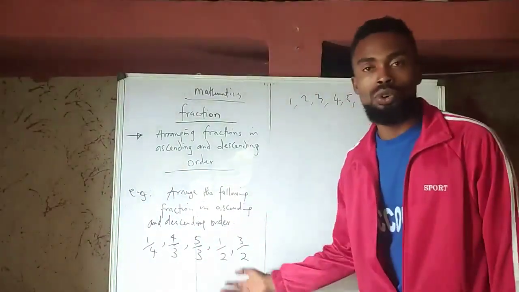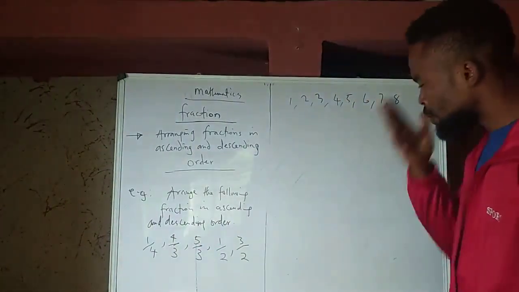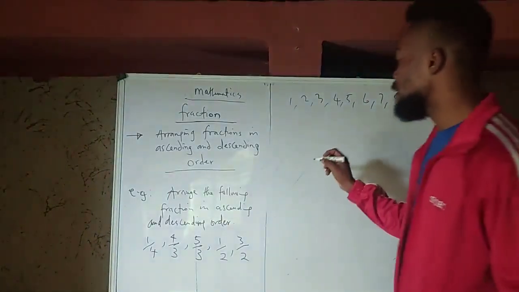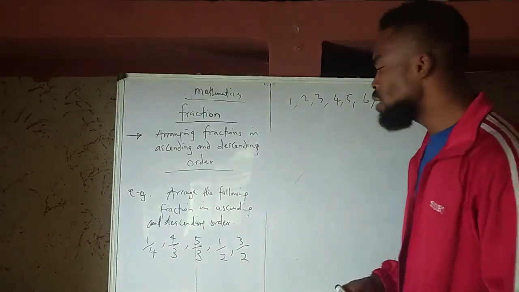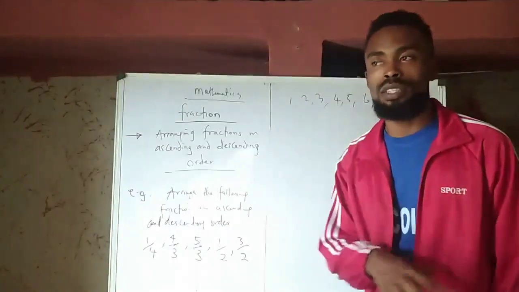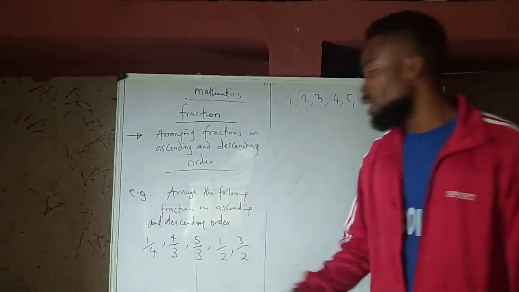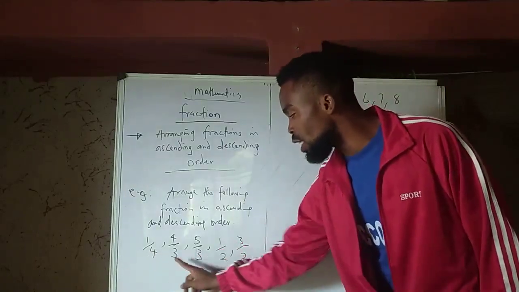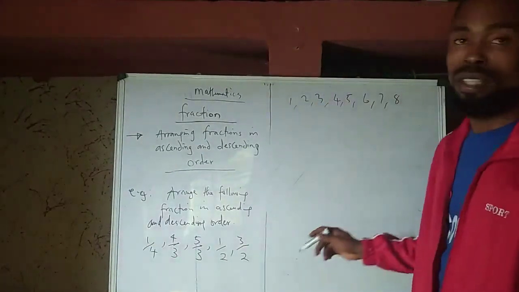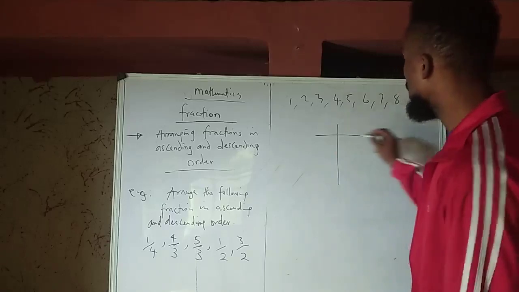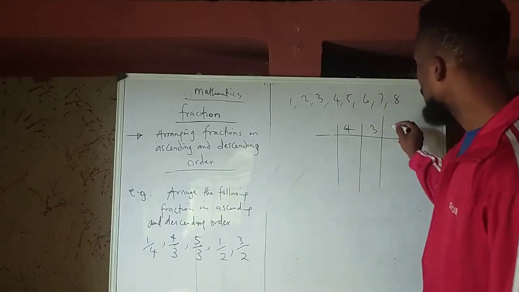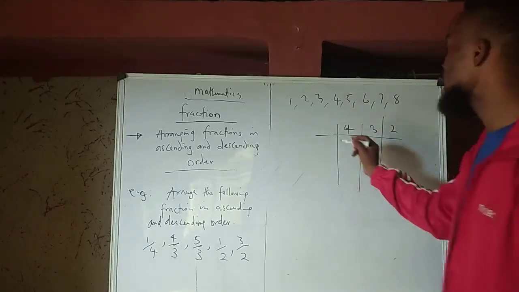Which one is bigger? For us to understand this, first of all, we get the LCM of the denominators of these fractions. Remember, we did LCM. That's why it's good to learn this way. So what are the denominators we have here? 4, 3, and 2. So we are going to be looking for the LCM.